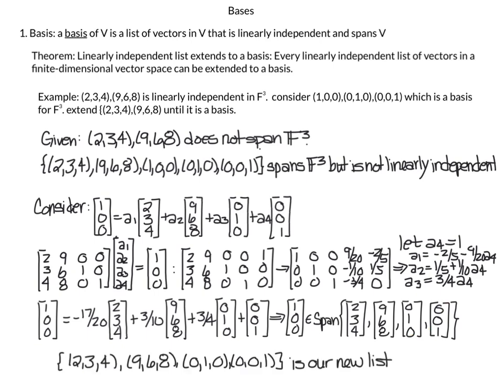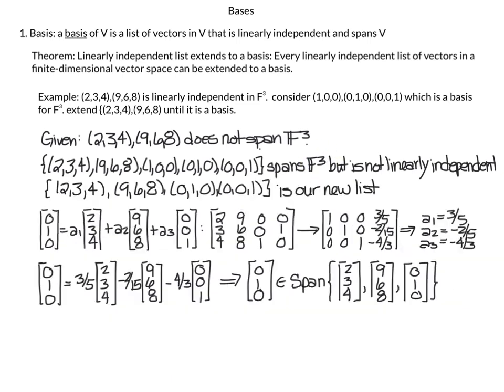And the new list we have to work with is (2, 3, 4), (9, 6, 8), (0, 1, 0), and (0, 0, 1). This is our new list. It's still too big. These are not linearly independent. We need to get down, because we're in F3, to 3 vectors.